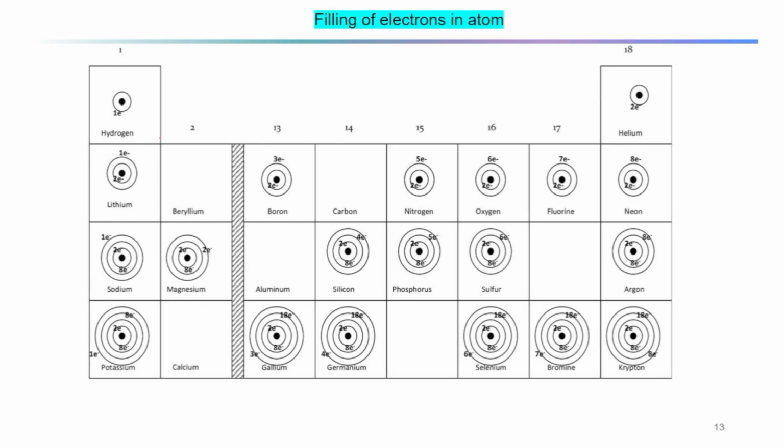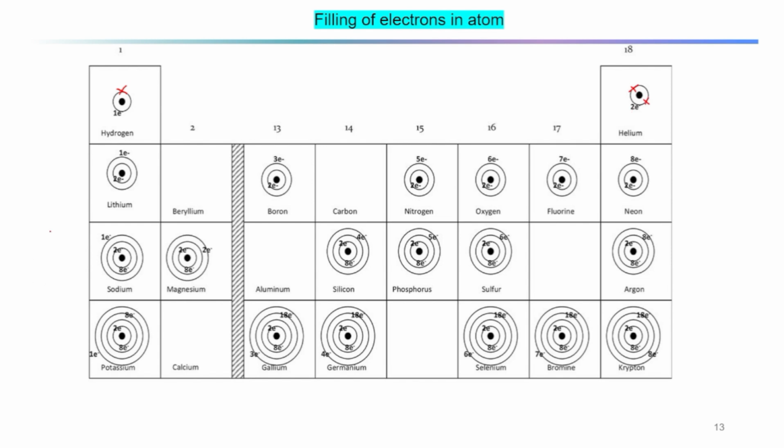If you see this diagram, first we have hydrogen. In the case of hydrogen, we have only one electron. That one electron will come and fill in this first orbit. I'll make a cross sign to denote the electrons. In the case of helium, we have two electrons, and both electrons will be filled in the first orbit. One electron here, another electron here.